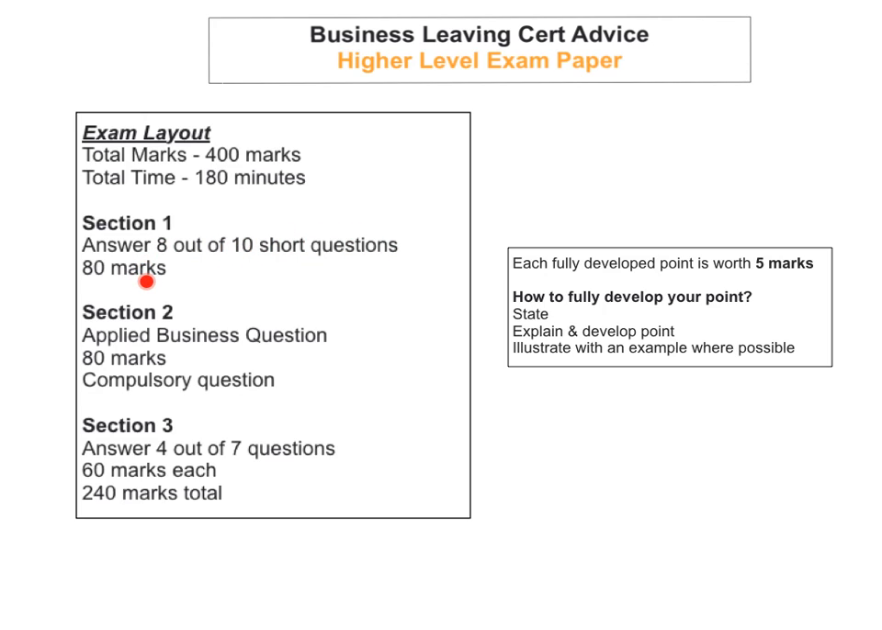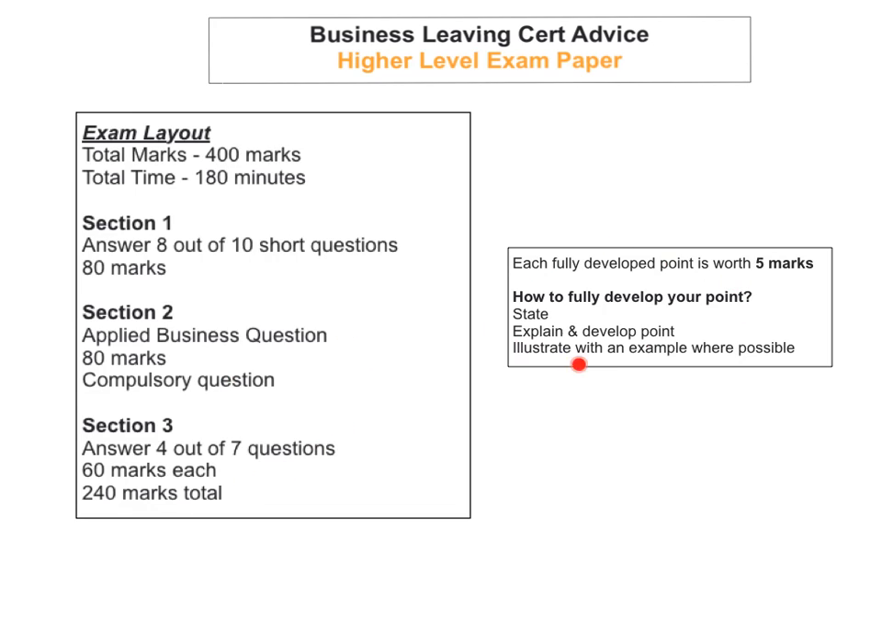If you answer just 8 and one is incorrect, then you're only going to get 70 marks out of 80. Or if you answer 10 and 2 are wrong, you might still get full marks if you've answered 8 of them correctly and you get 80 marks. For section 2, it's the ABQ, the applied business question. This is the compulsory question that you have, and 80 marks is going for this part. Section 3, you've got 7 questions, and you've got to answer 4 of them. Each one is worth 60 marks, so that'll give you a total of 240 marks.